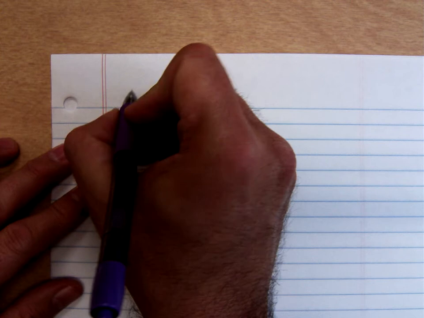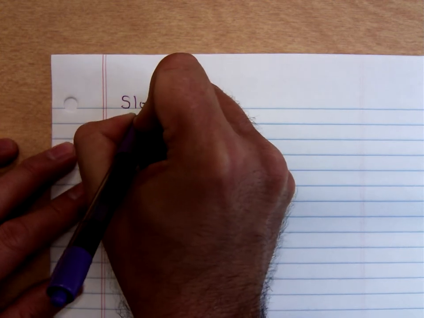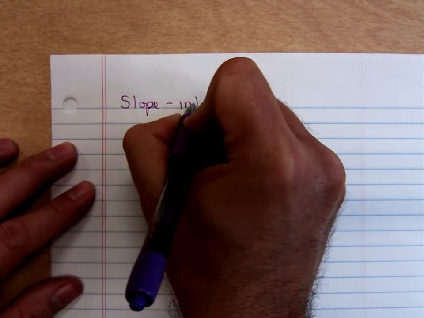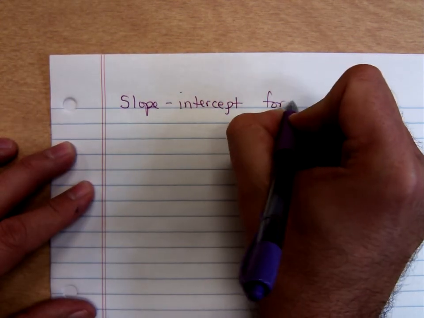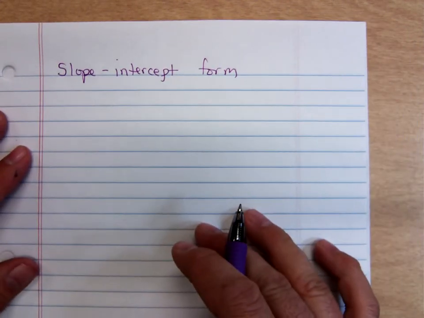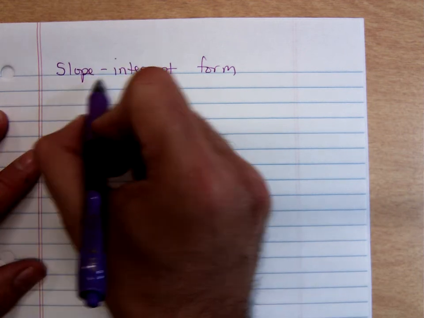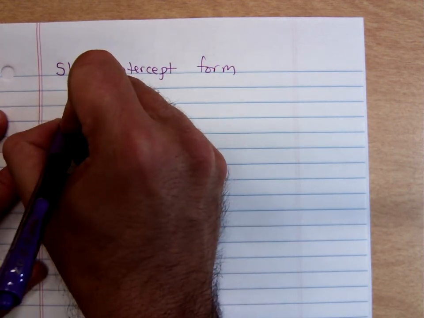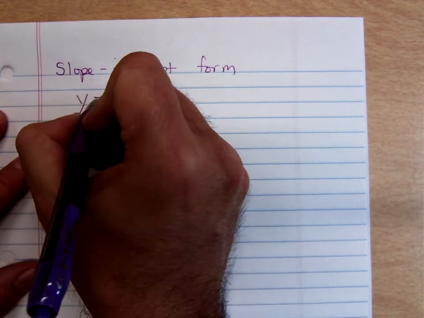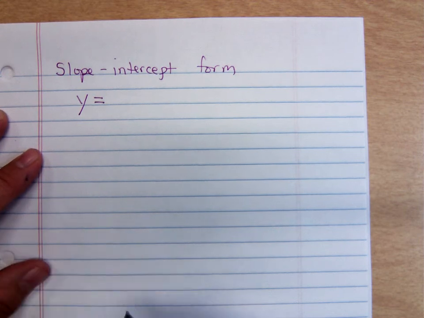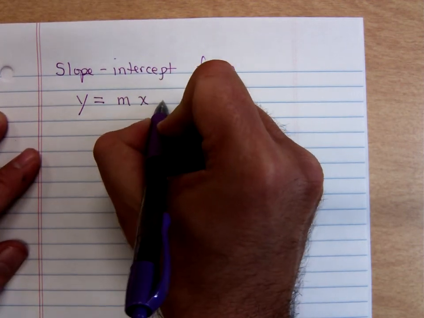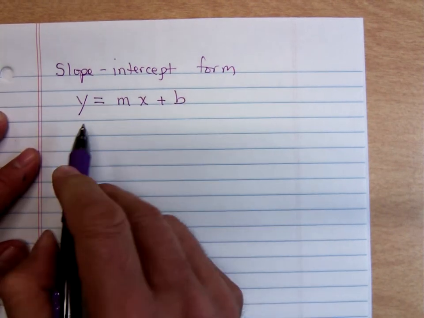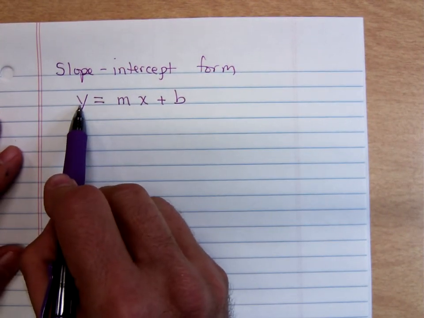Something called Slope-Intercept Form. Slope-Intercept Form has the y by itself. If you algebraically rewrite the equation so that the y is by itself, that's called slope-intercept form.